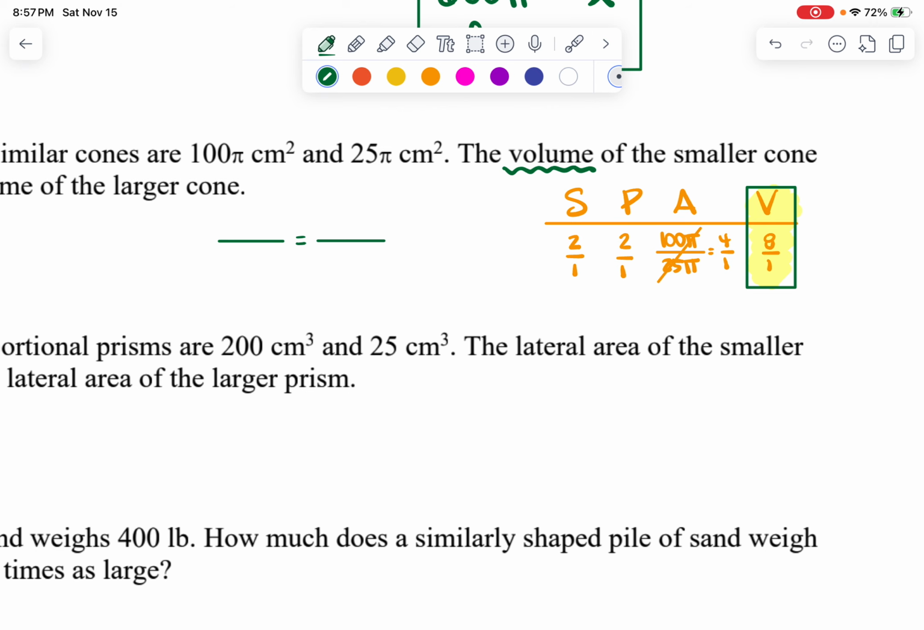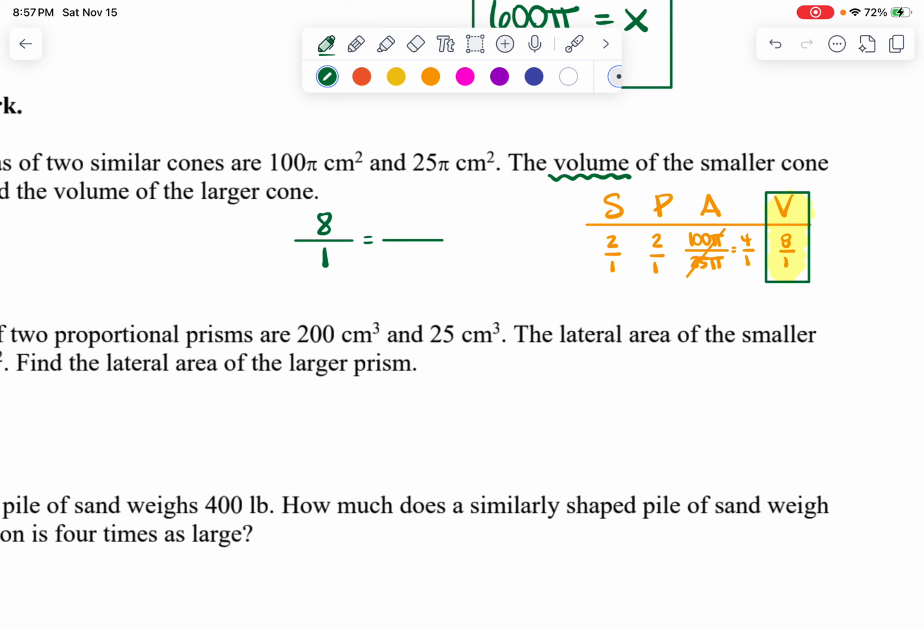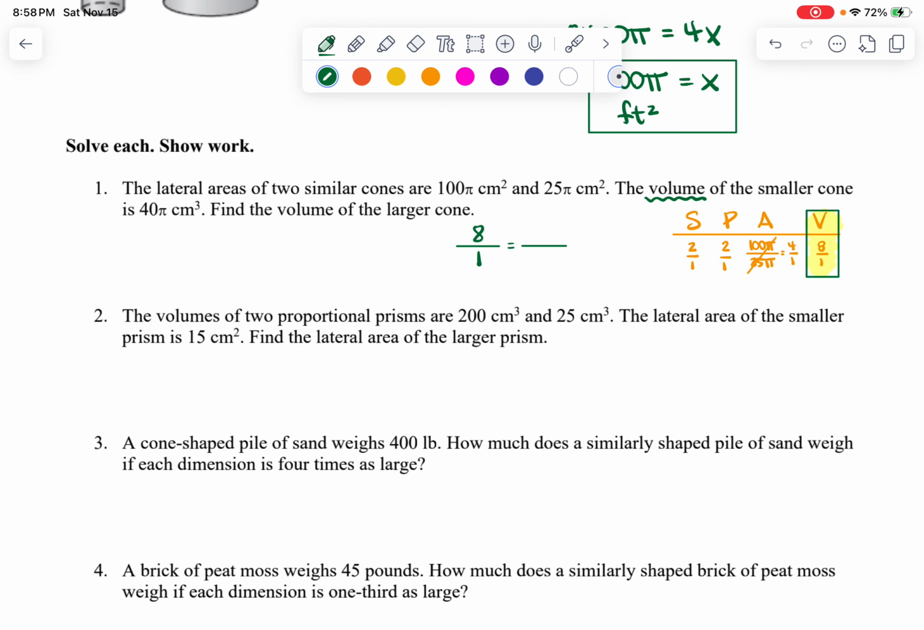I'm going to go ahead and put my 8 to 1 in there. And then it says the volume of the smaller one is 40 pi. Well, clearly my smaller ones are on the bottom with the ones. Find the volume of the larger one. Now, obviously, couldn't you answer this without doing a proportion? Yes, because my SPAV chart told me that the volume was 8 times bigger. So yes, I could just multiply the 8 times 40 pi without setting up a proportion.